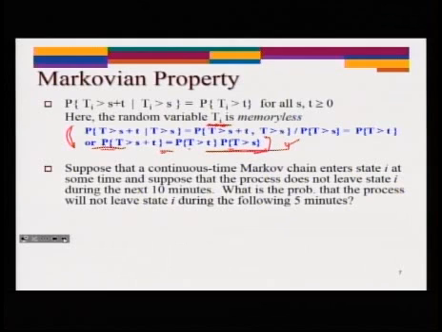Okay, now suppose that a continuous time Markov chain enters a certain state, i, at some time, and suppose that the process does not leave state i during the next 10 minutes. Then what is the probability that the process will not leave state i during the following 5 minutes? So what is the desired probability in this case? So we suppose that the continuous time Markov chain enters state i. Let's say time t equals 0, okay? And suppose the process does not leave that state, so the transition does not occur during the next 10 minutes.